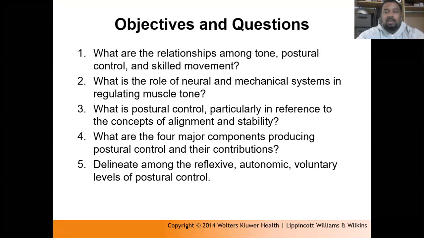Okay, so these are the objectives and questions that you should be thinking about as we go through and how they relate to what you're learning. Just to read off a few of them: what are the relationships among tone, posture control, and skilled movement? What is the role of neural mechanism systems in regulating muscle tone? What is postural control, particularly in reference to the concepts of alignment and stability? And then you have a few more questions.